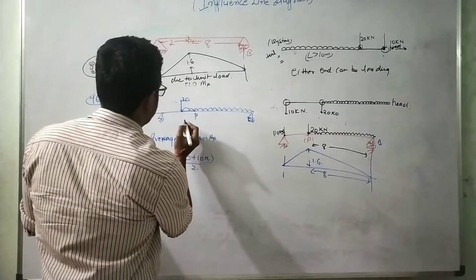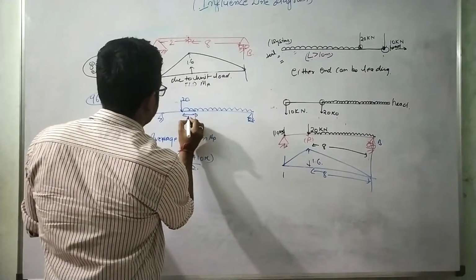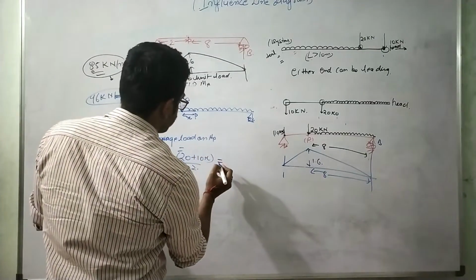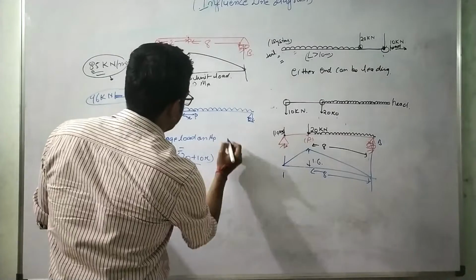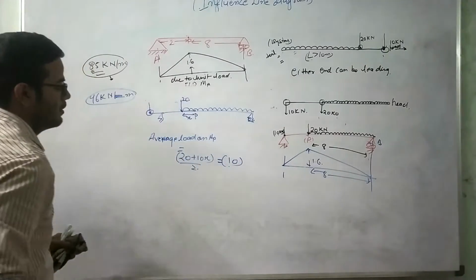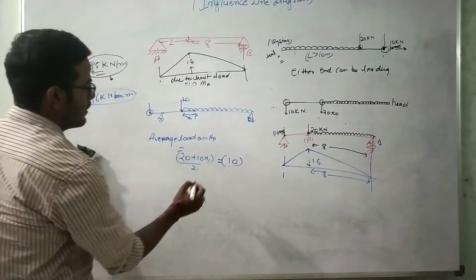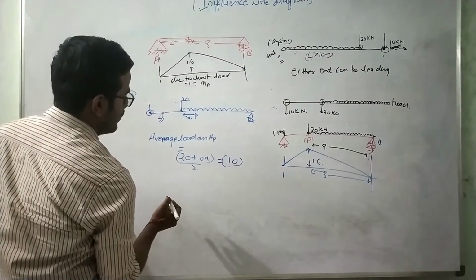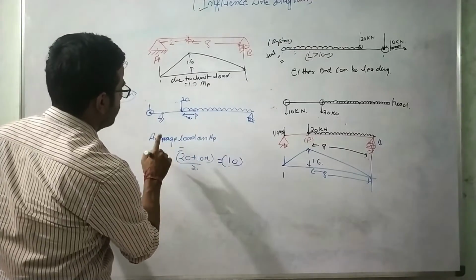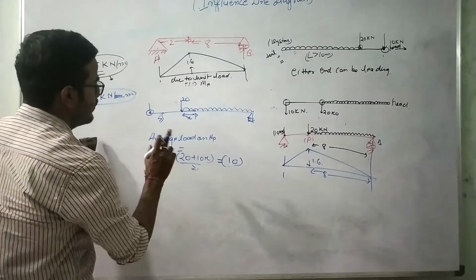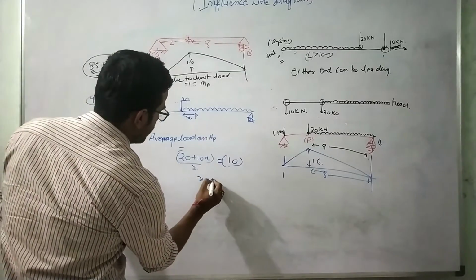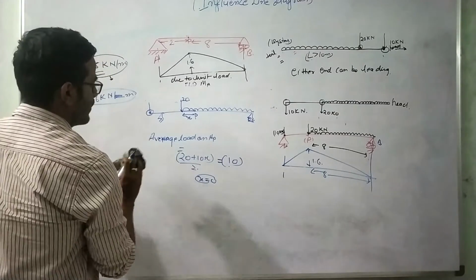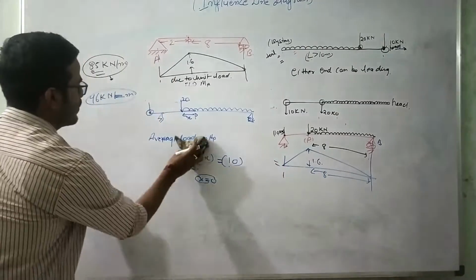which will be 20 plus 10x divided by 2. Let us suppose this is x, and it equals the load on this system, which is 10 kilonewton. From here also we are getting that x is coming 0, so the 20 kilonewton load should act at point P only. This is the case which we are already getting, so we need not consider this case.